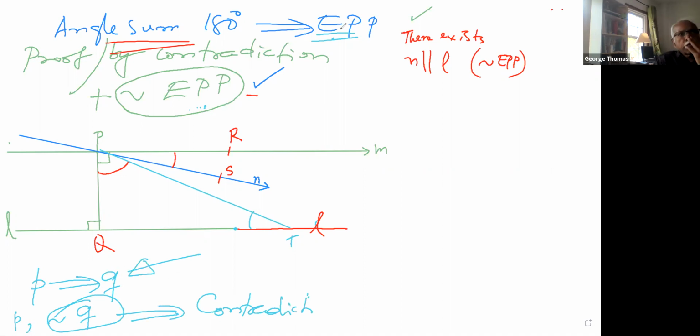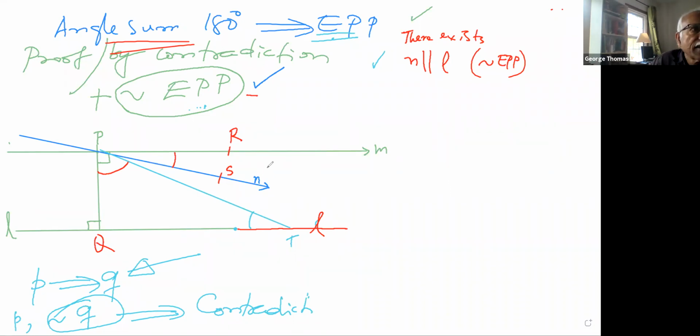So, to prove this, we assume the opposite of EPP and hope to get a contradiction, right? That is our plan. So, what is the opposite of EPP? That we can construct another parallel to L through P, and that's what I did. Agreed? Yes, sir. Good. Finally, I have a response from you. So that's how I got the N, by assuming the opposite of EPP.